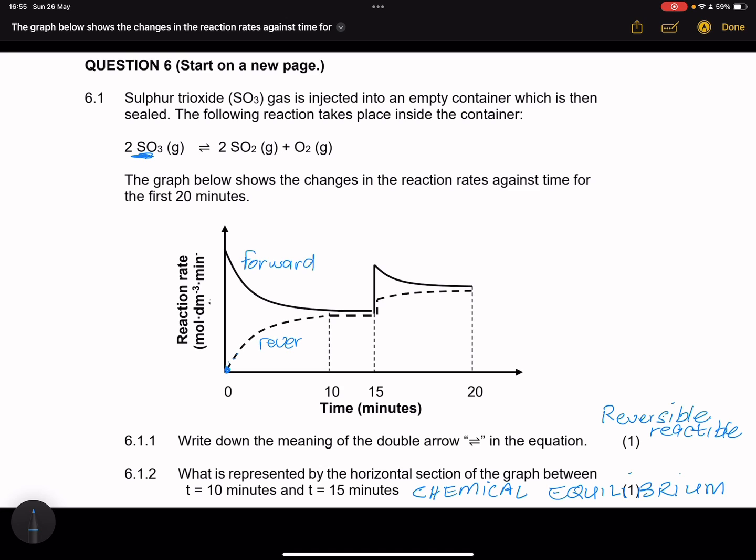Please note, this does not indicate the amounts that we have, but this is the graph on the rate of reaction. Okay, so now let's go to the next question.